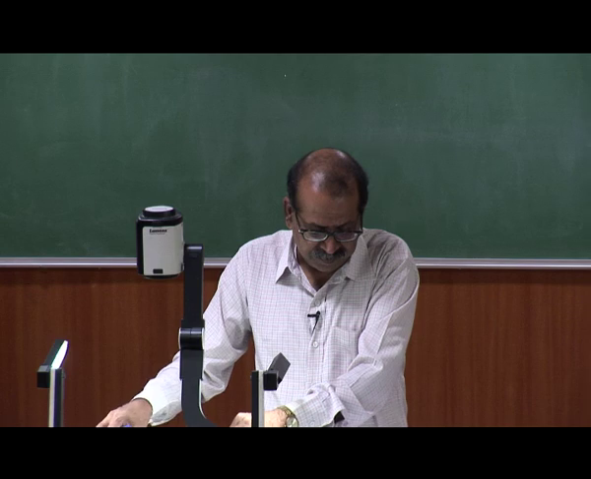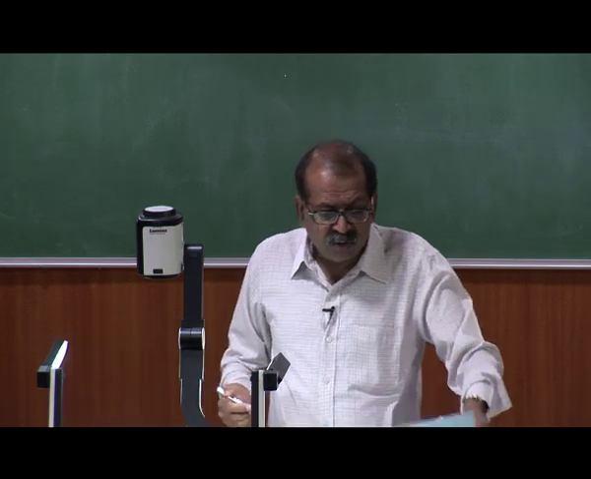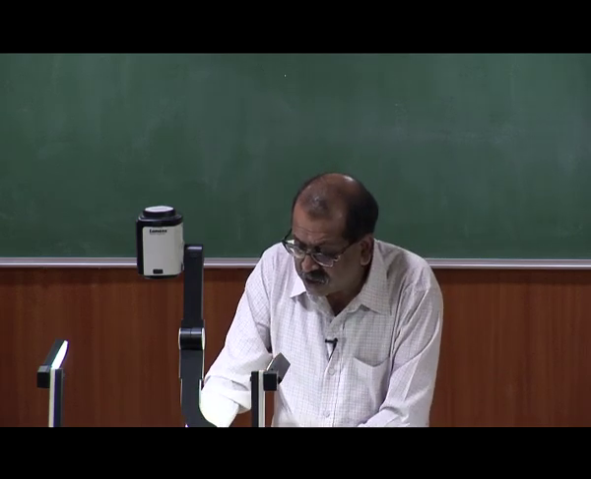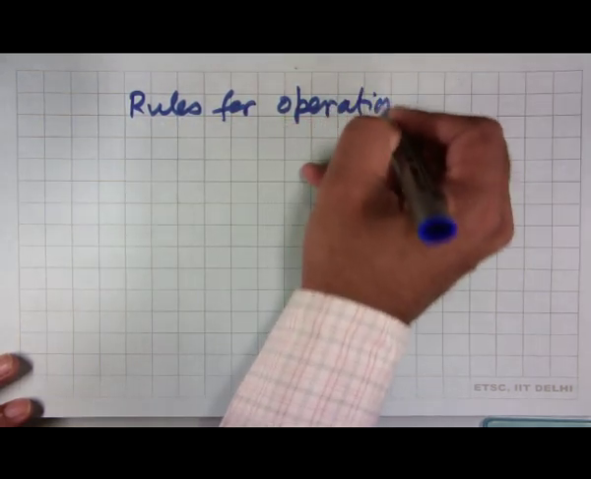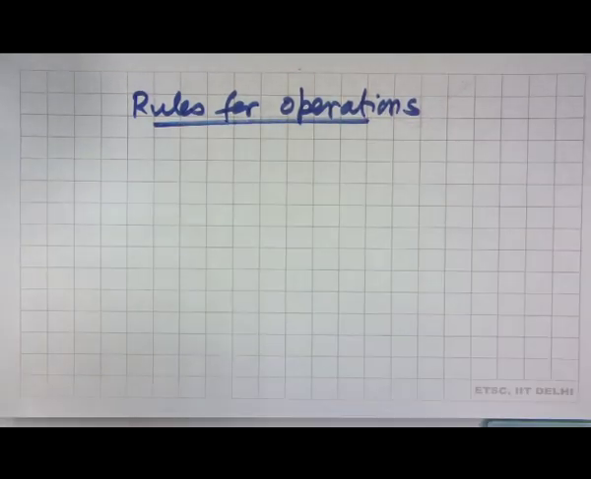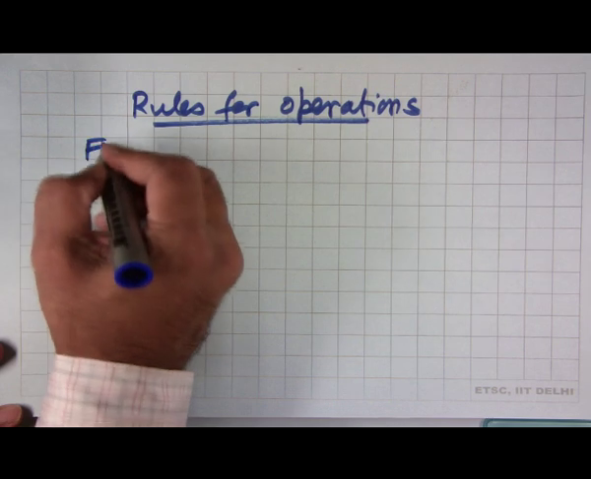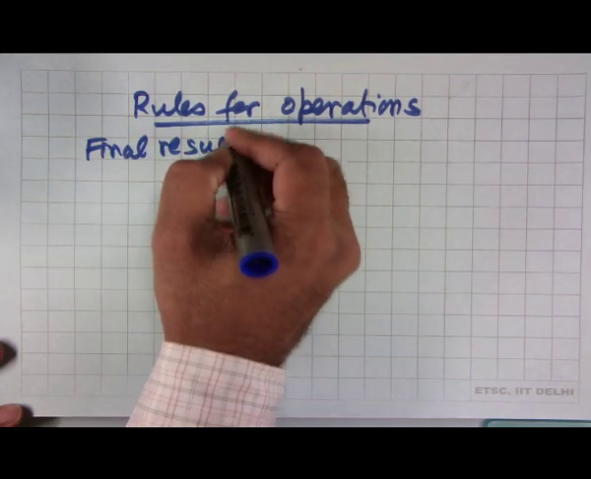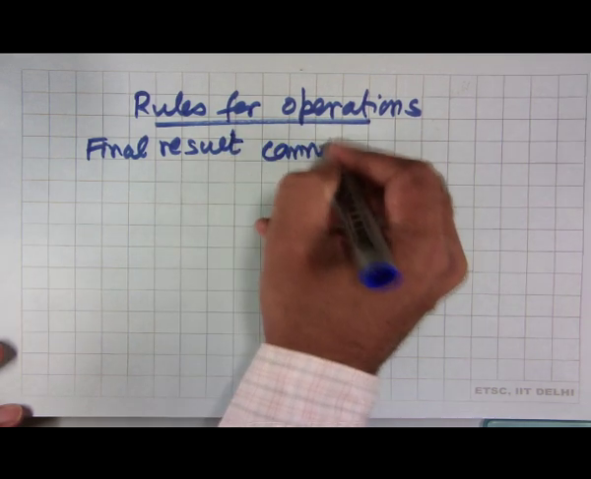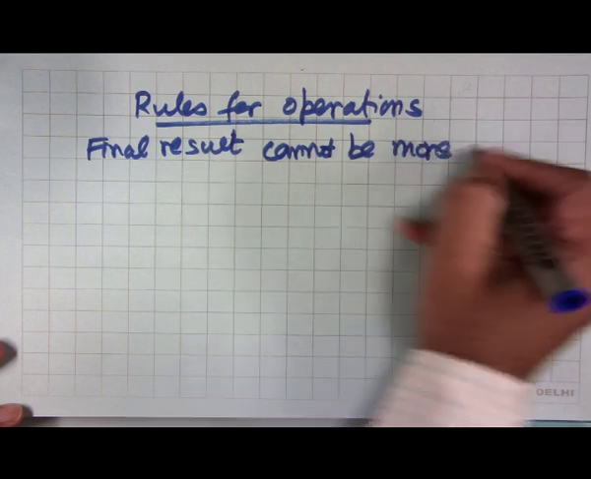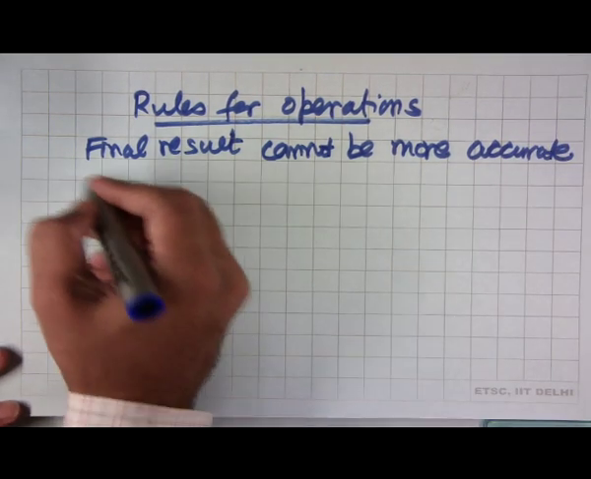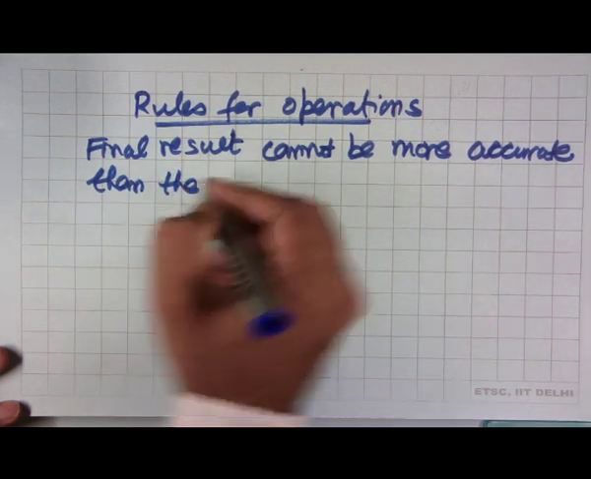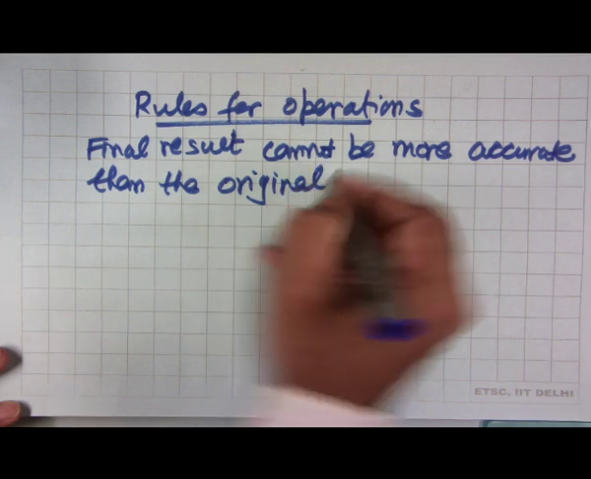Now, we will like to see another important aspect of these things, which is the rules for operations when we have quantities with errors in them. And the basic rule which we have is that the final result cannot be more accurate than the original measured values.